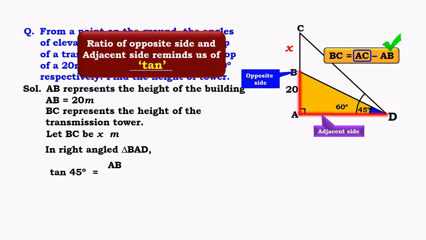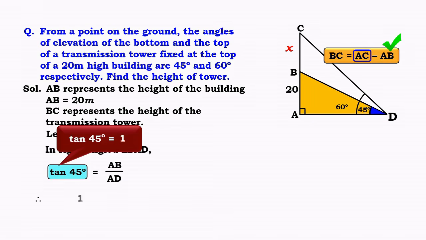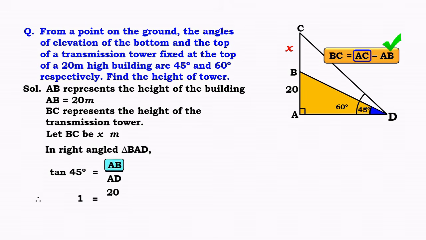So, 1 is equal to 20 divided by AD. On rearranging, we get AD equal to 20 meters. Therefore, the distance between the observer and the foot of the building is 20 meters.